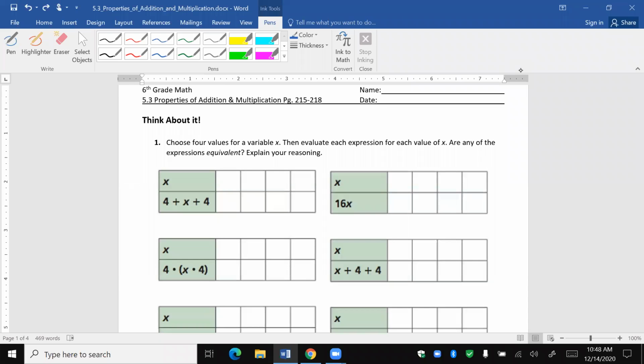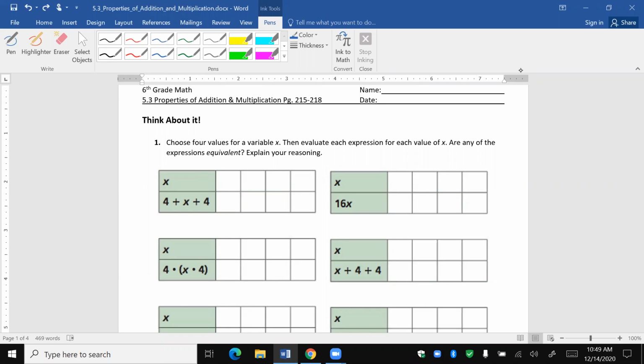Today we're going to talk about 5.3, which is called properties of addition and multiplication. This is going to tell us some properties or rules that will help us solve other problems whenever we have a variable in them. It helps us rearrange our problems so they're a little bit easier to solve, okay?